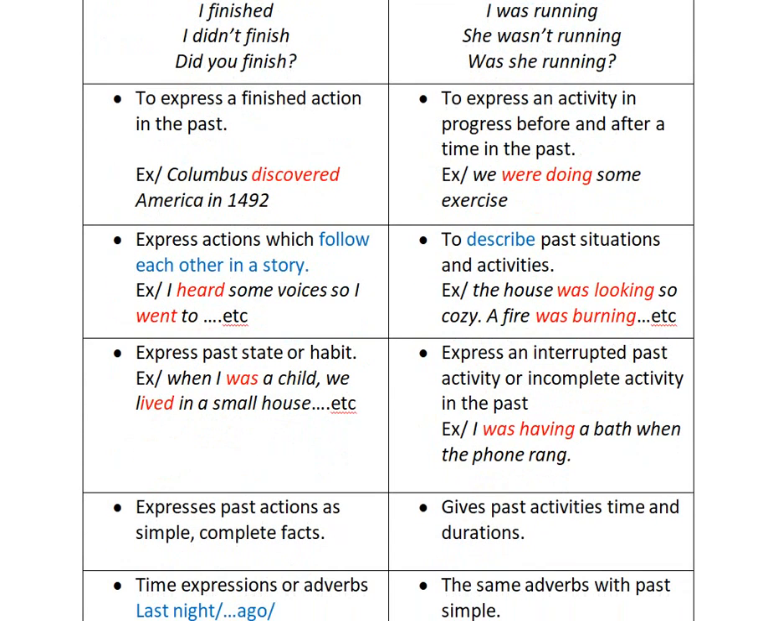Okay. What's about the past continuous? This is a very important point. It expresses an interrupted past activity or incomplete activity in the past. The same case with the present continuous. We use it to express an interrupted activity, okay. What does interrupted mean? يعني بيها cut, okay. اكو فشي مو complete, incomplete, ما كامل in the past. So for example, I was having a bath when the phone rang, okay.